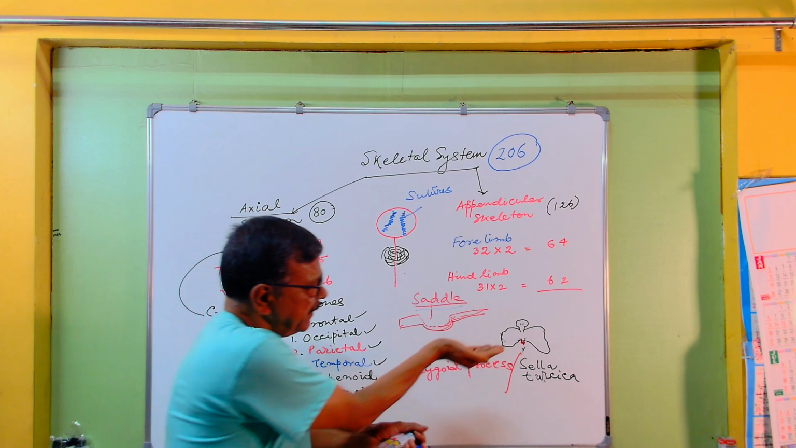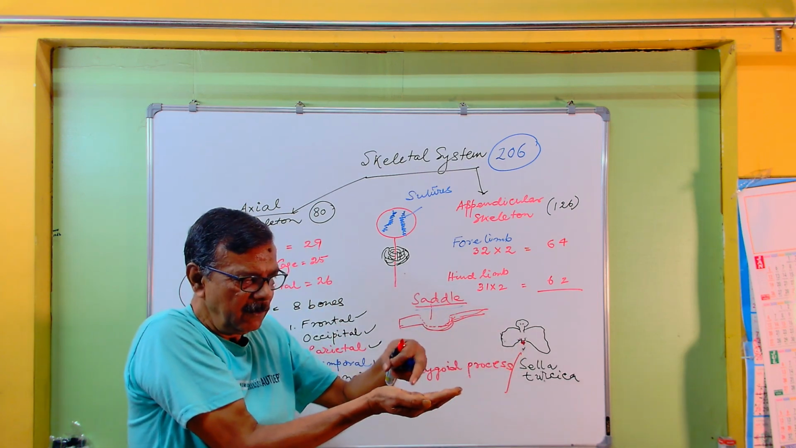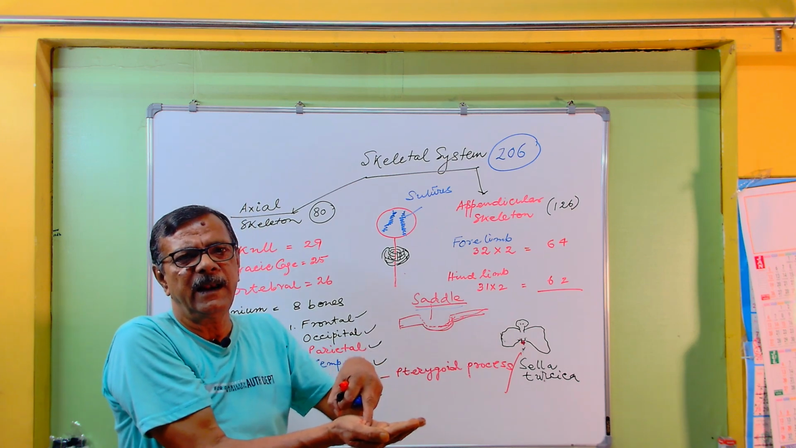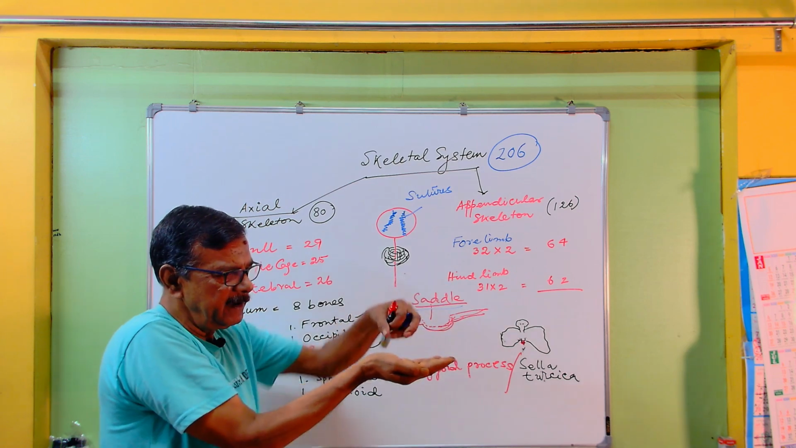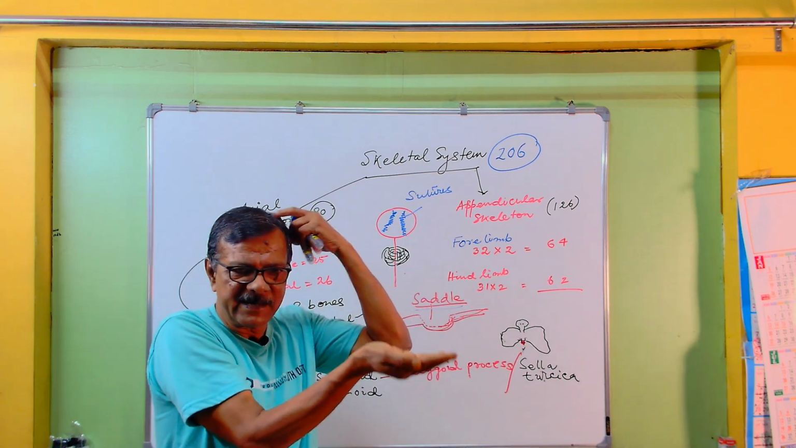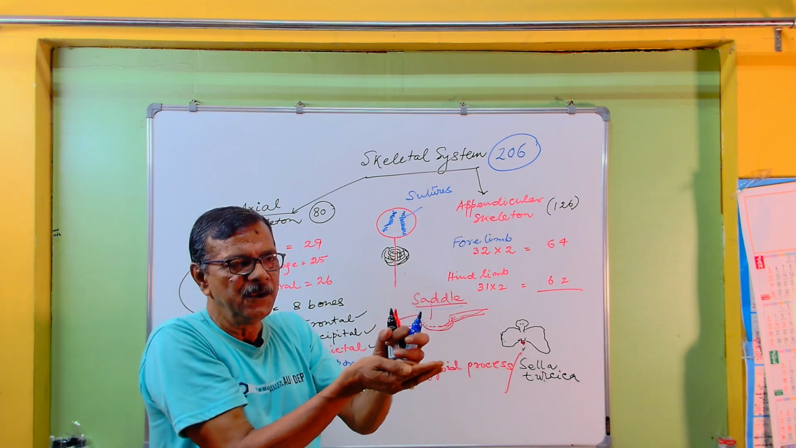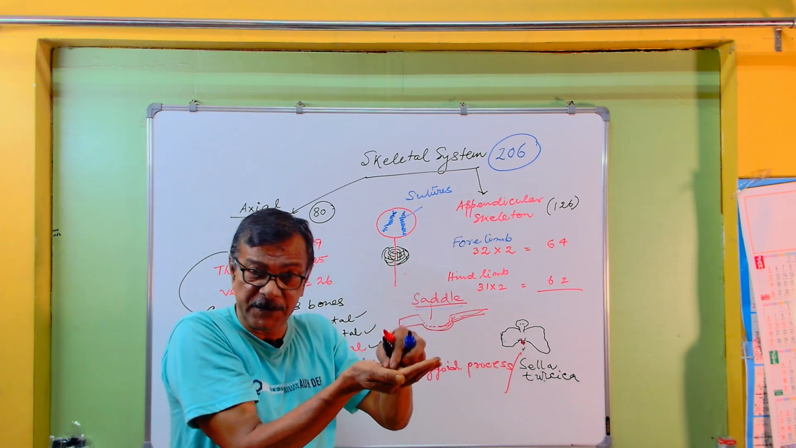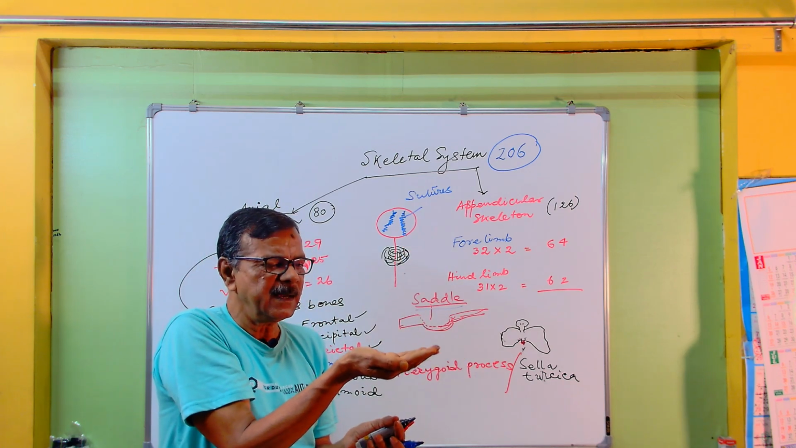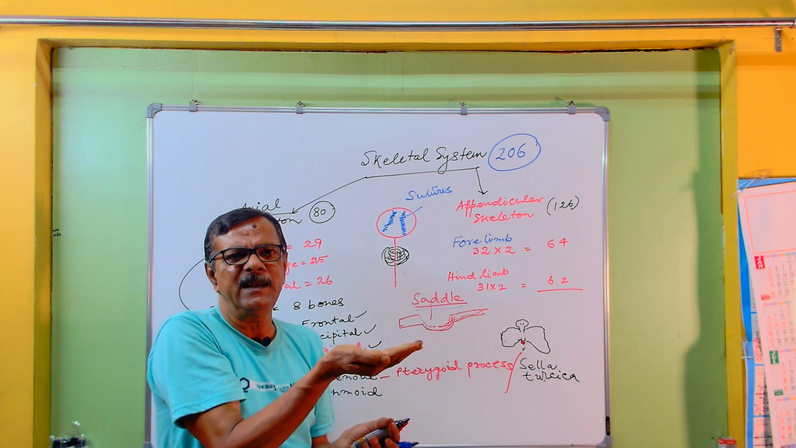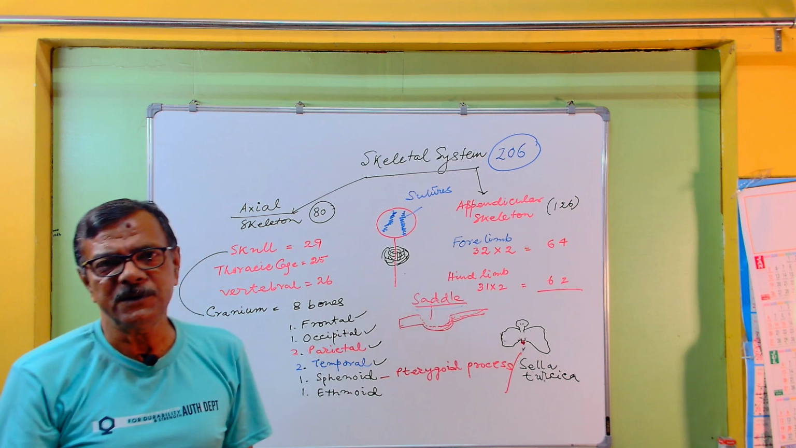So there is a saddle shaped area on the dorsal side of this butterfly where the pituitary gland is housed. The pituitary gland in the brain remains here in the saddle shaped area, having an infundibulum or stalk of the pituitary. The pituitary gland is so precious that the human brain is made such that it does not get affected under any circumstances. So this sella tarsica houses the pituitary gland.